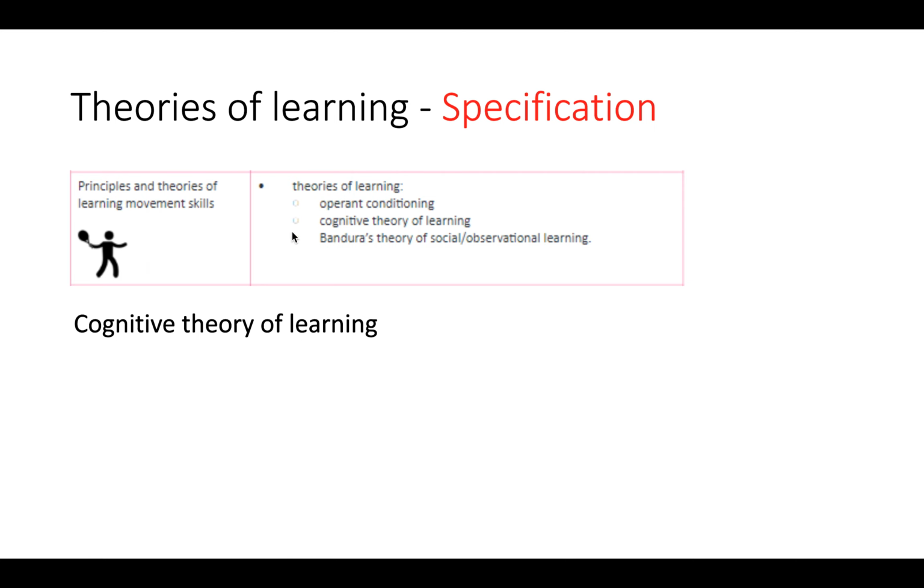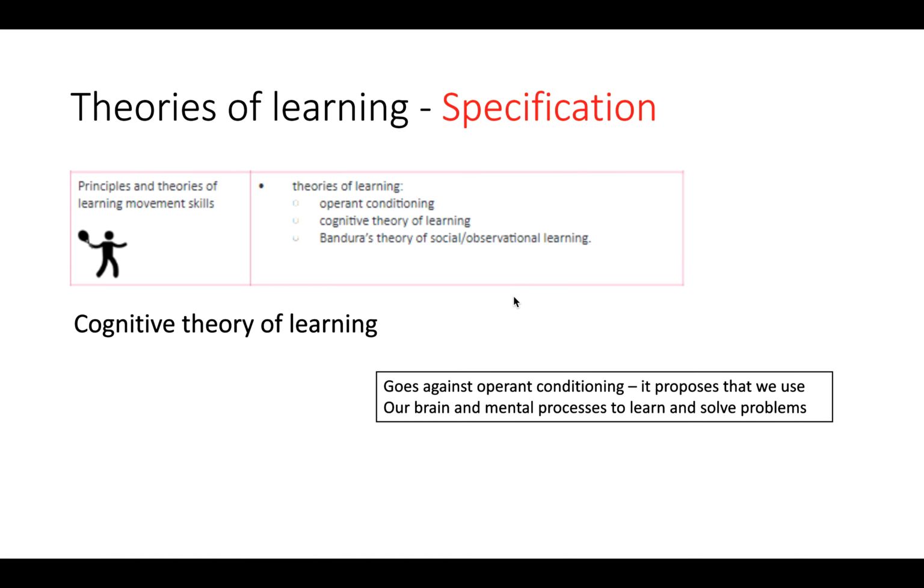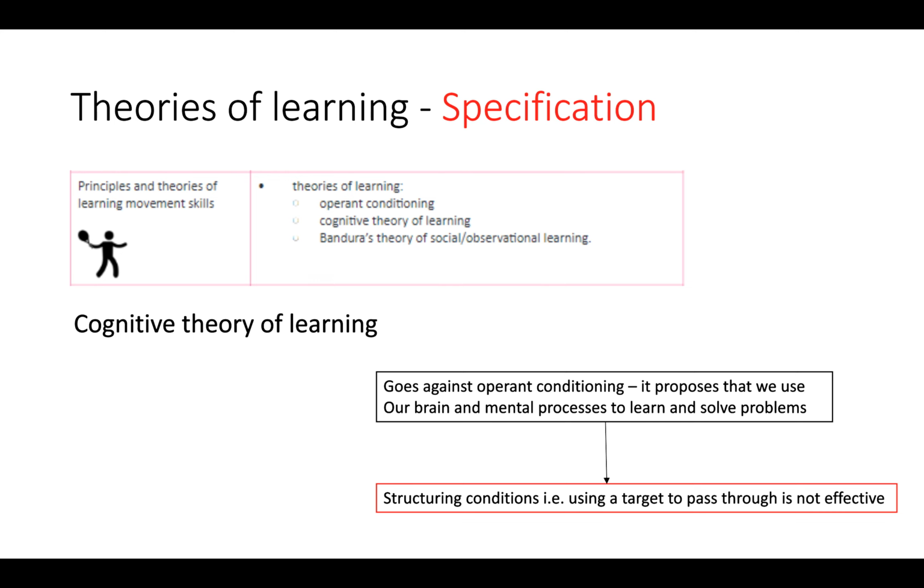If we look at the specification, principles and theories of learning movement skills: operant conditioning, cognitive theory of learning, and Bandura's theory of observational learning. We've looked at these two. We're now going on to cognitive theory of learning. First of all, just so we're aware, this goes completely against operant conditioning. It proposes that we use our brain and mental processes to learn and solve problems ourselves. So it suggests that structured conditions, i.e., using a target's pass through, is not effective.